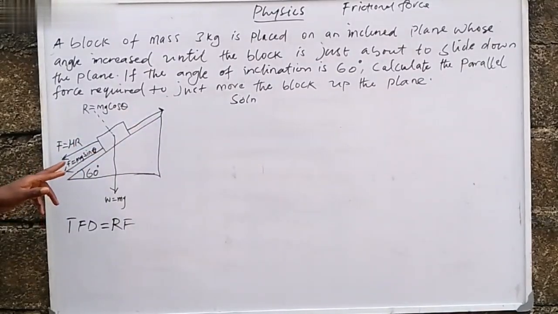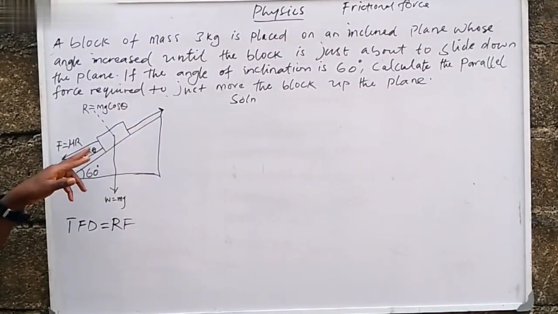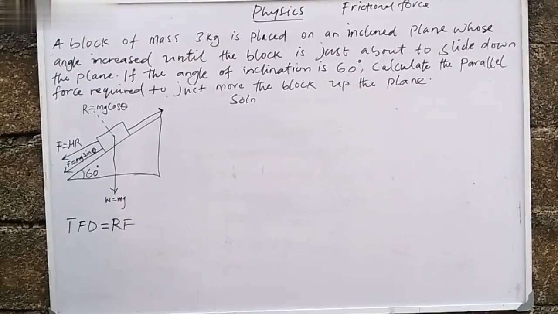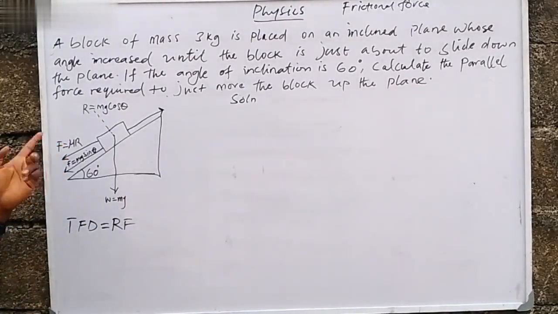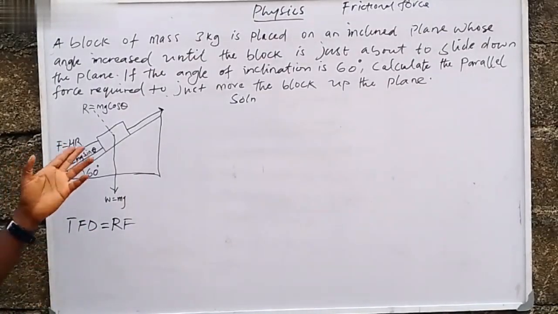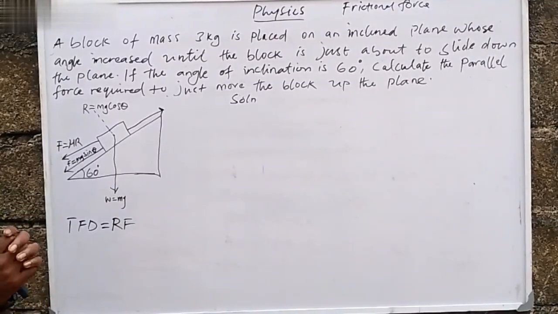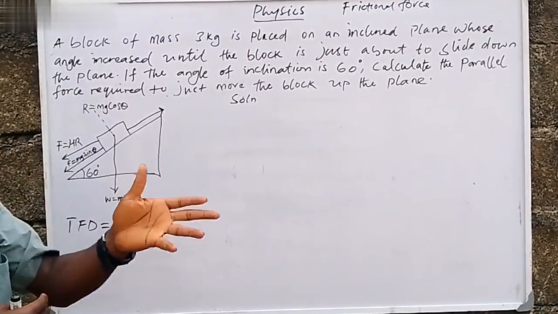The first force is mg sine theta, which is a constant force that tends to make an object slide down on an inclined plane. Then the second force is called frictional force, which is equal to mu R. Now, what is frictional force? Frictional force is an opposing force. It's a force that tends to oppose motion.